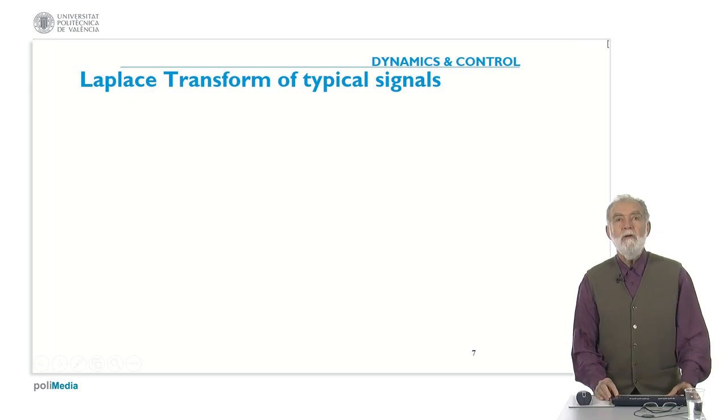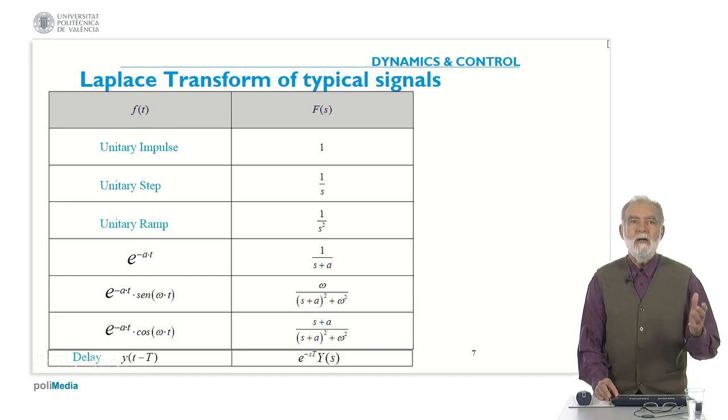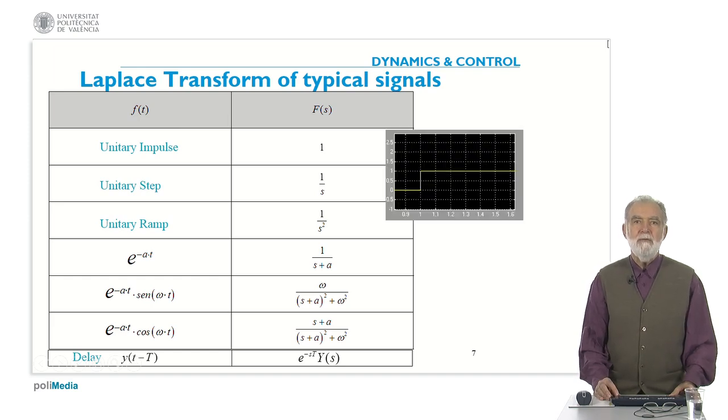So we can consider what are the typical Laplace transforms of some signals. For instance, the unitary impulse, the Laplace transform is just the unity. If you have a unitary step, the Laplace transform is 1 over s. And the unitary ramp, obviously, is the integral of the unitary step, so is 1 over s divided by s, so 1 over s squared. And we have also some other very simple and common signals and their Laplace transforms.